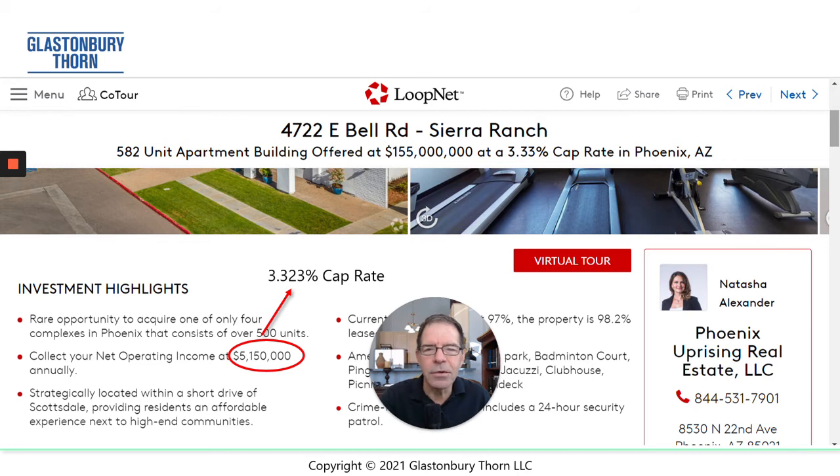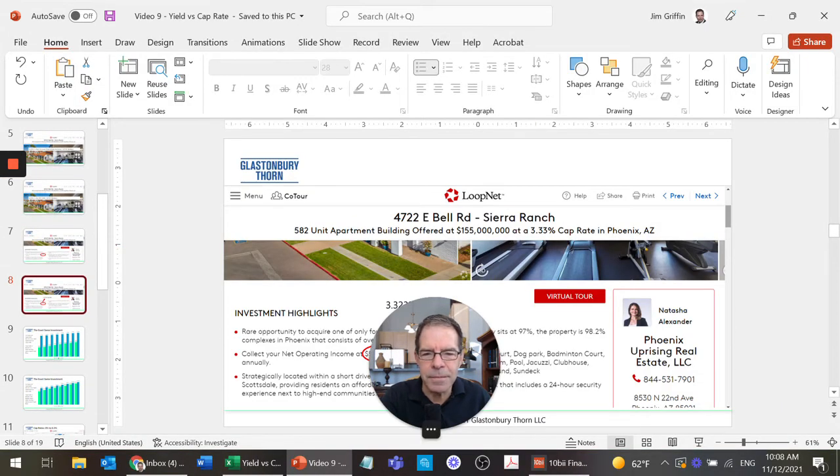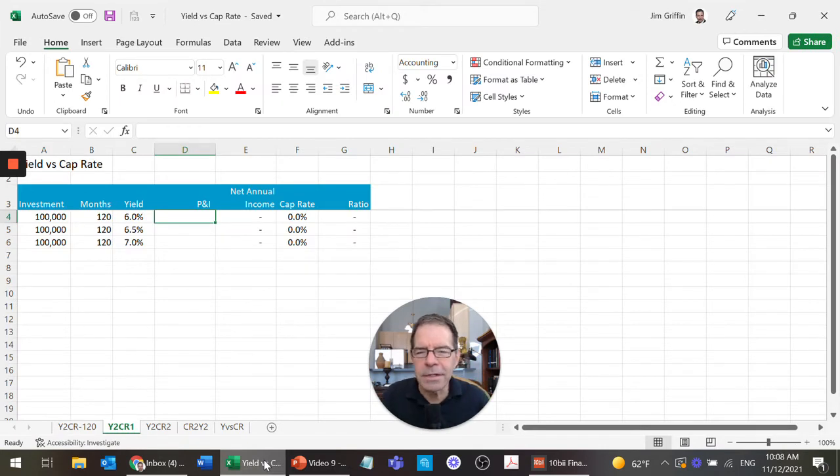And let's calculate some yields on some notes, shall we? So here we've got the classic range of notes, maybe 6, 6.5, 7, 8, 9, 9.5, in that range. These are the typical yields on notes. Let's say I've got a note where my investment is $100,000, you can see here. And I've got 120 months, which is a 10-year note. And I've got a yield of 6%. What would be the equivalent cap rate for that?